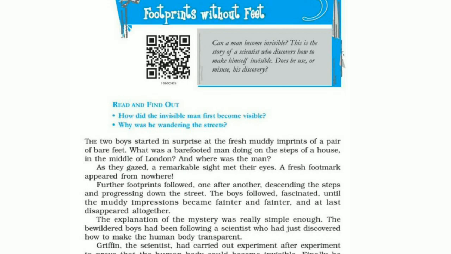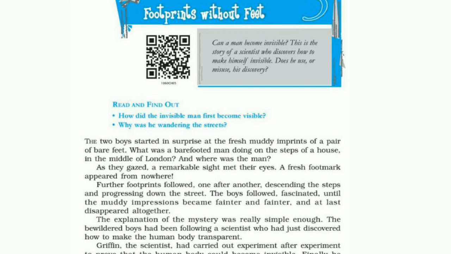First, let me give some word meanings of the first 4 paragraphs. Imprints means impression. Bare means naked. Barefooted means without any shoes or slippers. Gaze means look intently. Fascinated means very much attracted. Mystery means difficult to understand. Bewildered means puzzled or confused.